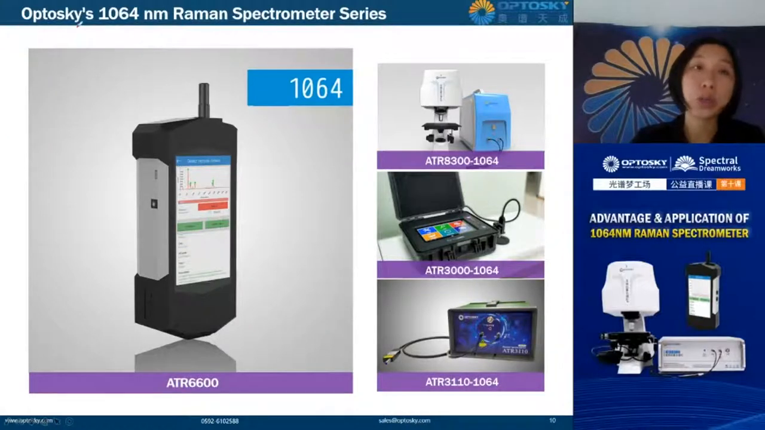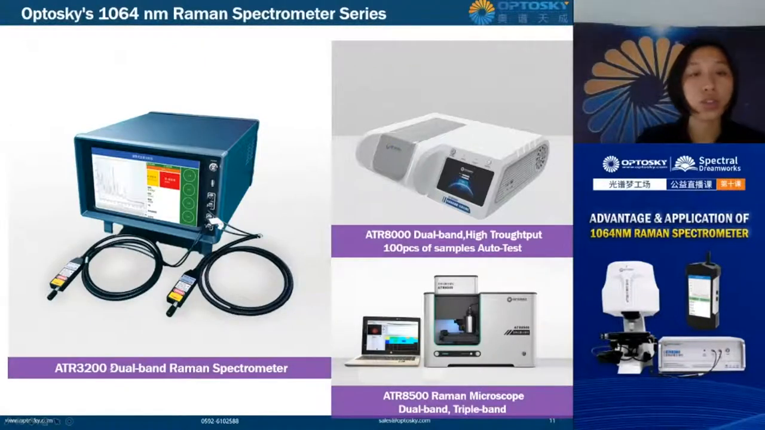So next we are going to introduce the AutoSCIES 1064 nanometers Raman spectrometer series. We have seven models of the Raman spectrometer series. First is the ATS6600. This is the most popular handheld Raman spectrometer, and its performance is competitive with the portable one. And also we have a portable Raman microscope and a portable ATS3000 and ATS3110. And also we have a dual band Raman spectrometer also installed with 1064, and the ATR8000 dual band high throughput Raman spectrometers. And we have a Raman microscope. This one can also be installed with dual band and three band.